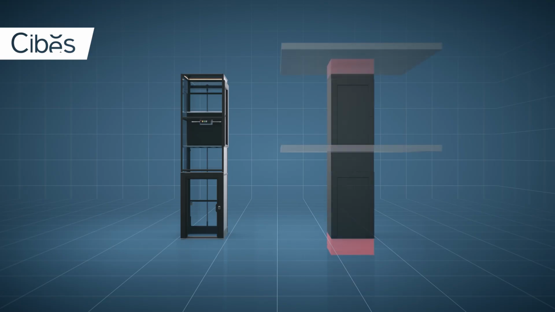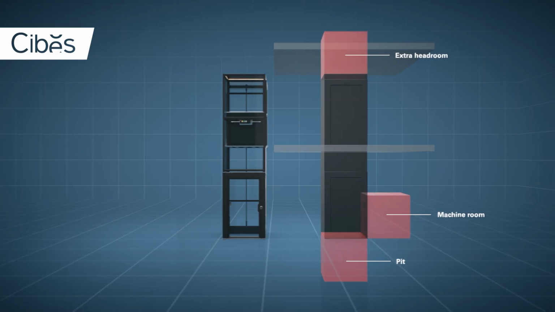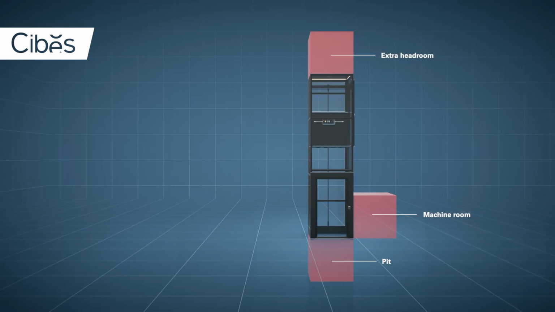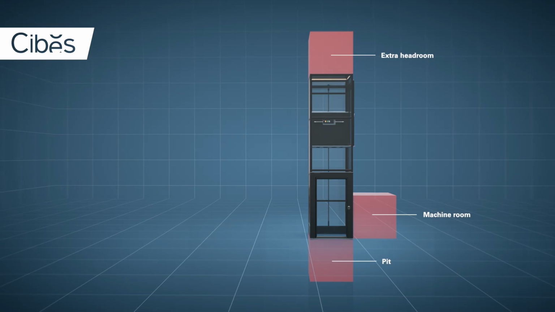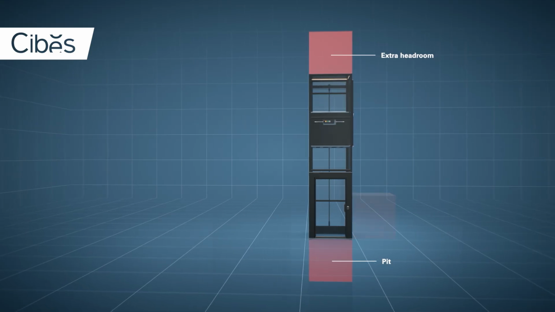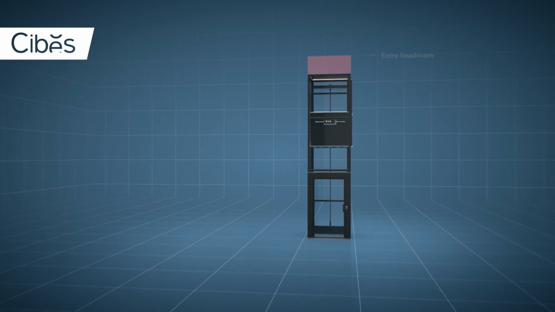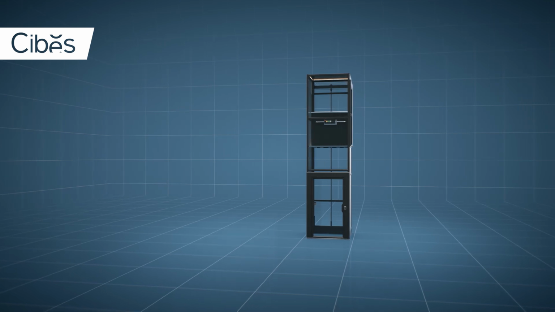The drive system is so compact that it fits inside the lift shaft, which means you don't need a deep pit or extra headroom. That makes screw-driven lifts much easier, faster, and cheaper to install than conventional traction and hydraulic elevators.